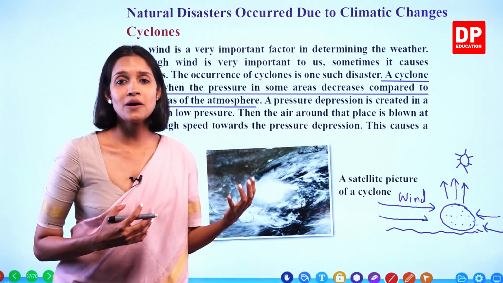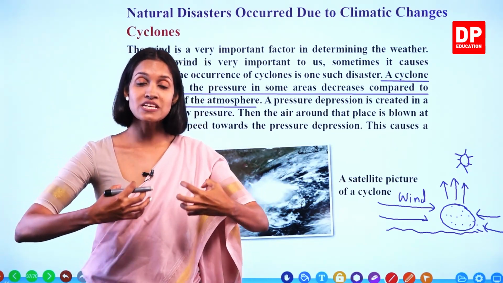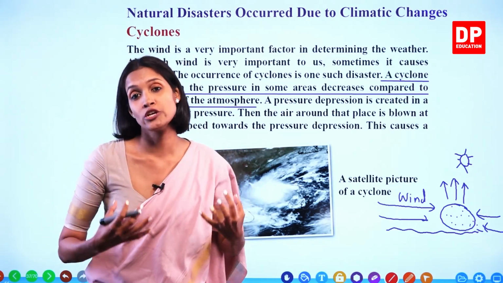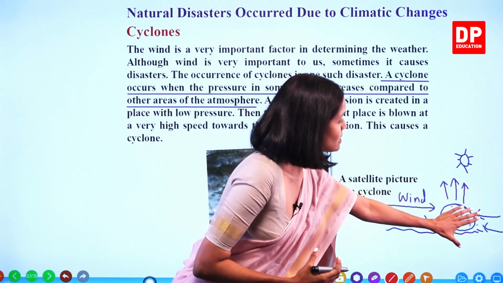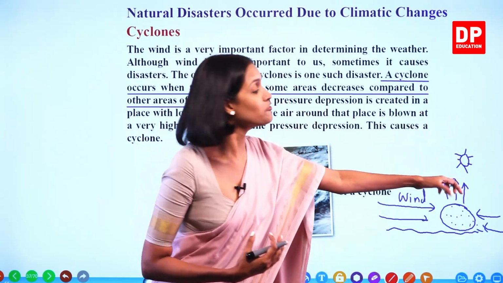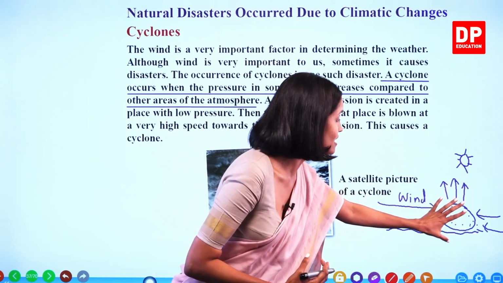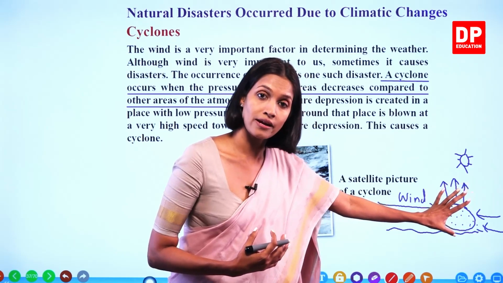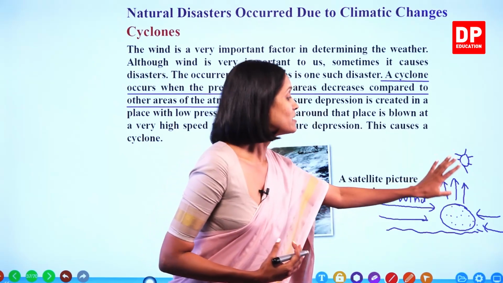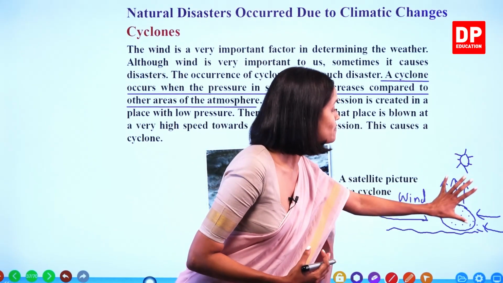What is the meaning of air pressure, children? How does this occur? Remember, when more air particles are present, air pressure is high. When a smaller amount of air particles is present, air pressure is low. So here what happens? When the air particles get heated up, they become lighter and they go up. Therefore, the amount of air particles present in a particular area reduces, which means that area becomes a low pressure zone, right? So I told you, if more air particles are present, air pressure is high. When a smaller amount of air particles is present, we call it a low pressure zone, right? So this area becomes low pressure.